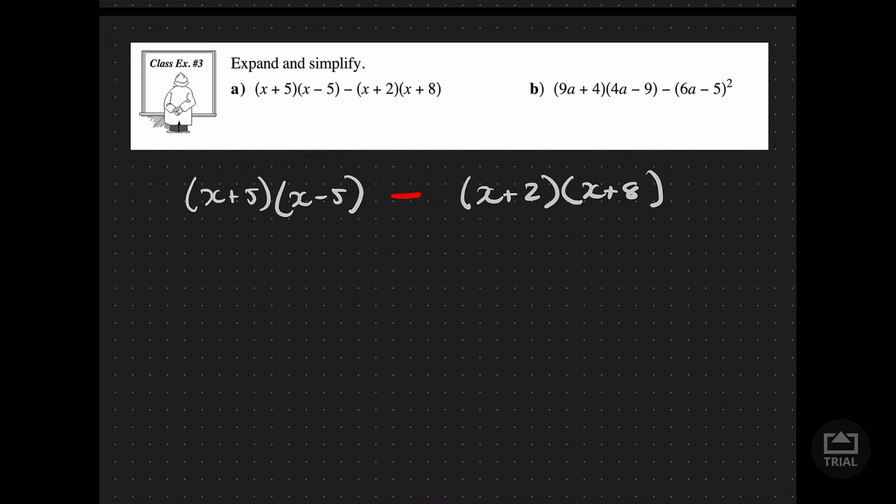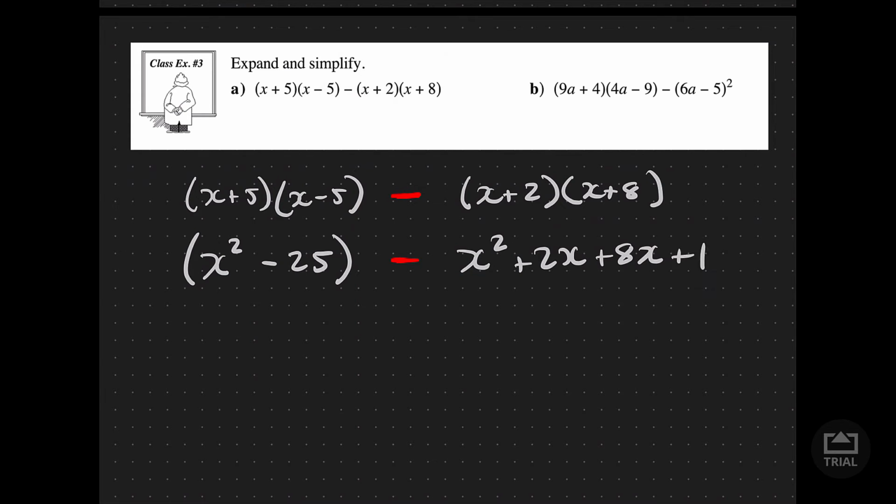So remember, over here, we can basically follow those rules, which is going to be x squared. The middle terms are going to cancel each other out, so it's going to be x squared minus 25. We want to put that back into a bracket, and we want to subtract whatever we get over on this side. Okay, so if I expand this one out, I get x squared plus 2x plus 8x and plus 16. So these two in the middle can change to a 10x. So it ends up being x squared plus 10x plus 16.